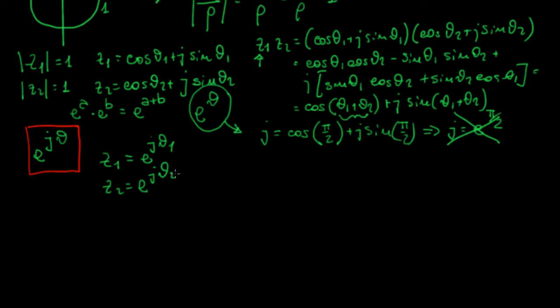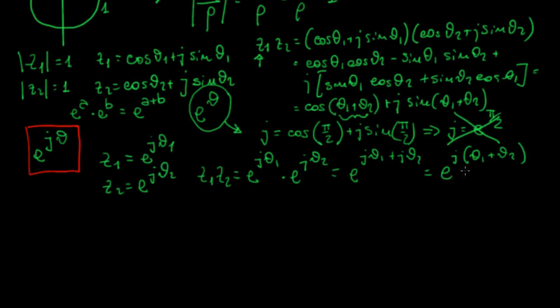Now, this seems to be very comfortable. If, in fact, we make the multiplication z1 times z2, in this case it means just e raised to j theta 1 times e raised to j theta 2. And if we use the usual rules for multiplication of two powers, what I got here is e raised to j theta 1 plus j theta 2, that is the same as e raised to j theta 1 plus theta 2. And this is exactly what we were looking for.